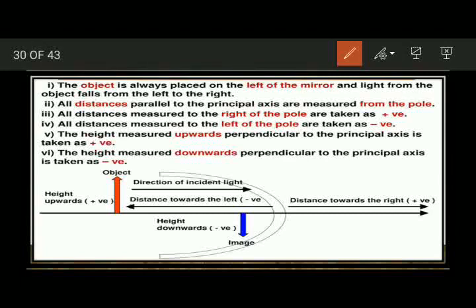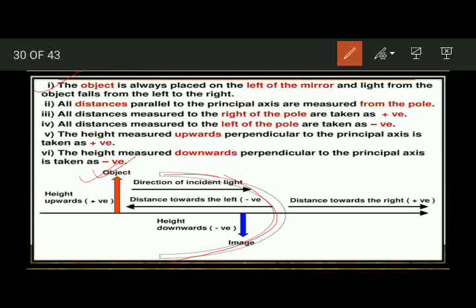The first rule is the object is always placed on the left of the mirror and light from the object always falls to the right. So here you can see that if this is a mirror, the object is always towards the left of the mirror. Whether it is a concave mirror or a convex mirror, it doesn't matter. The object is always towards the left.